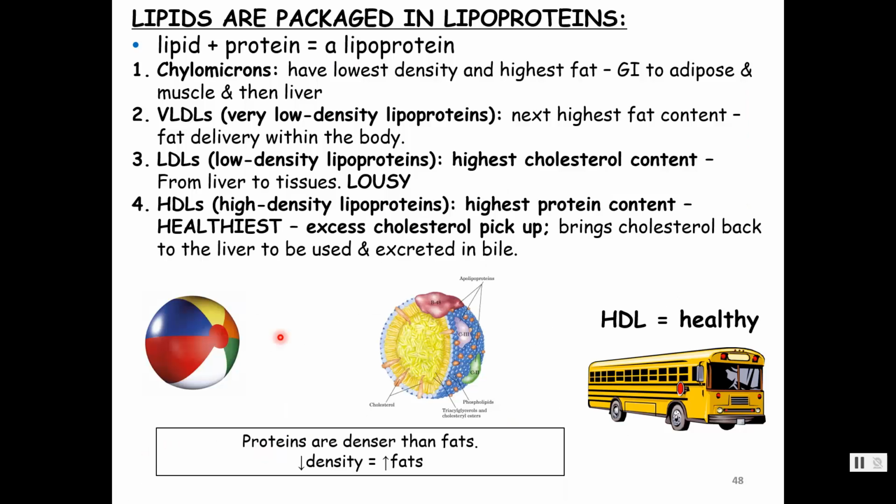So lipids are packaged in lipoproteins, and there are 4 different types of lipoproteins. The first one, chylomicrons, we talked about when we talked about the digestive system. We know that fats are absorbed through the intestinal mucosa, and then they get packaged in this lipoprotein. And all that means is it has lipids and proteins.